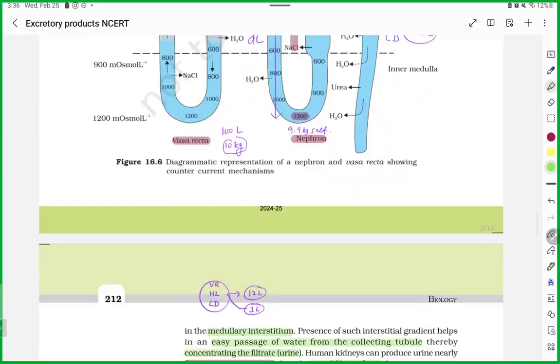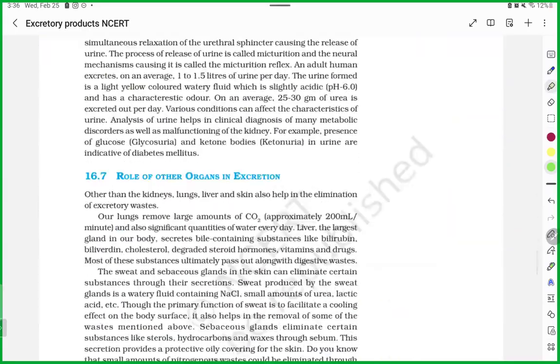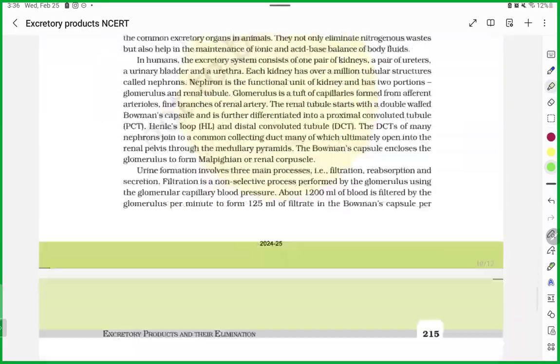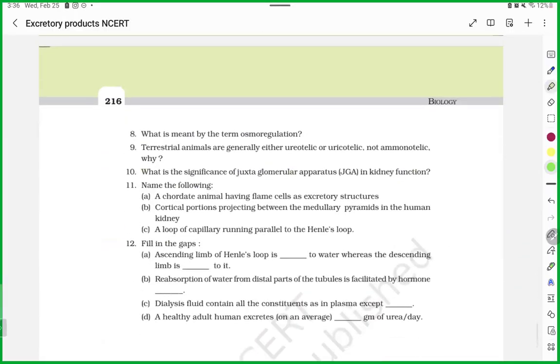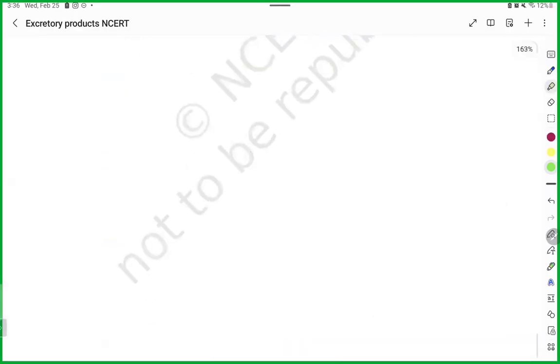So let me show you. Carefully see this. We have kidney and nephron inside the kidney. We want to manage that kidney produce normal urine, normal amount of urine. This is what we want.